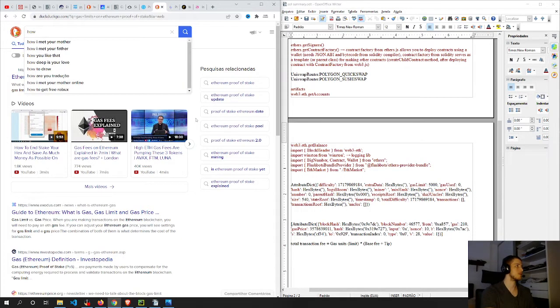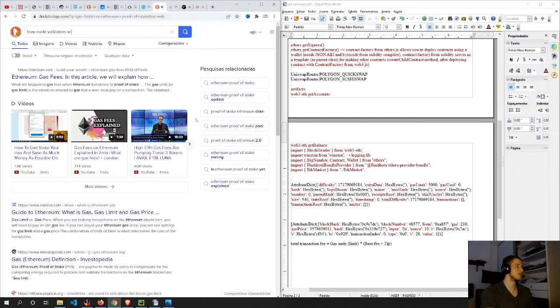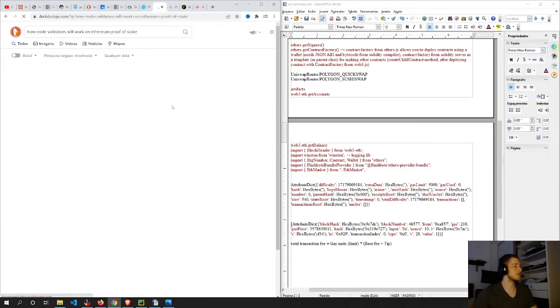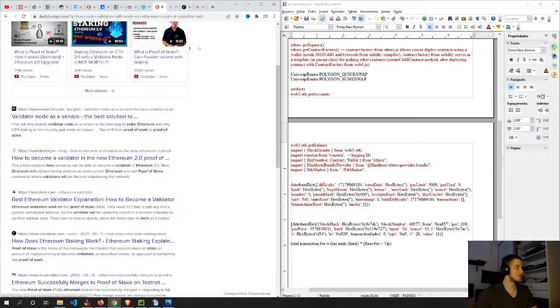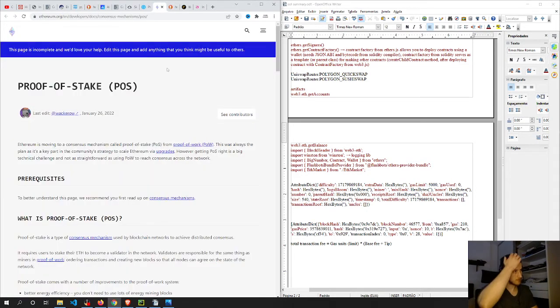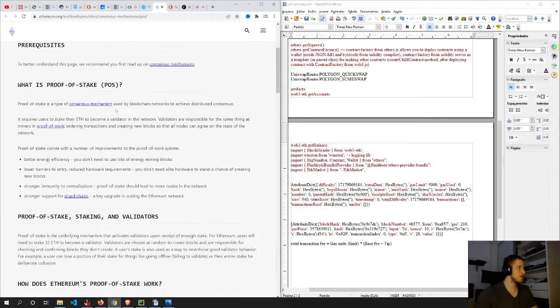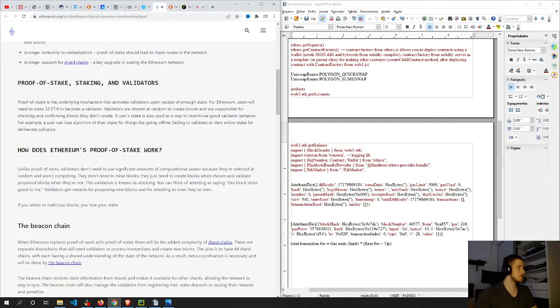How validators work here. It's another mechanism that activates validators upon receipt of enough stake. Ethereum users will need to stake their ether to become a validator.